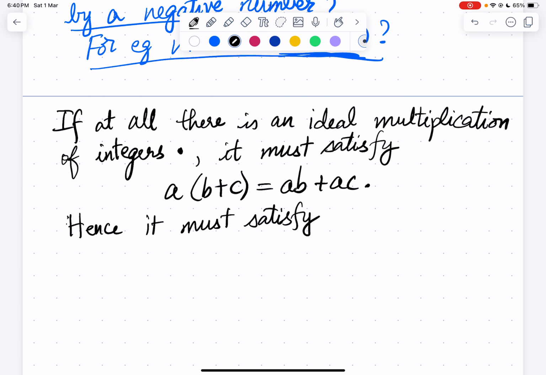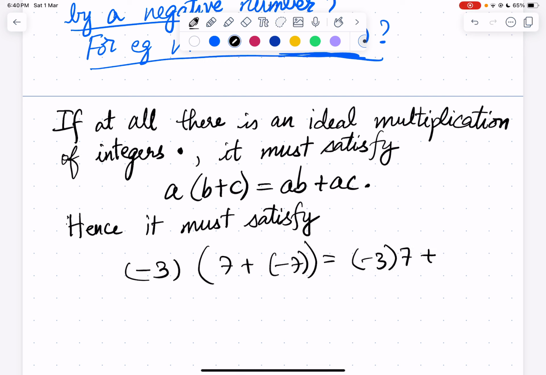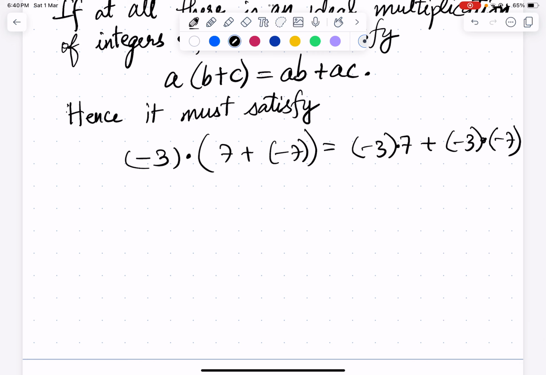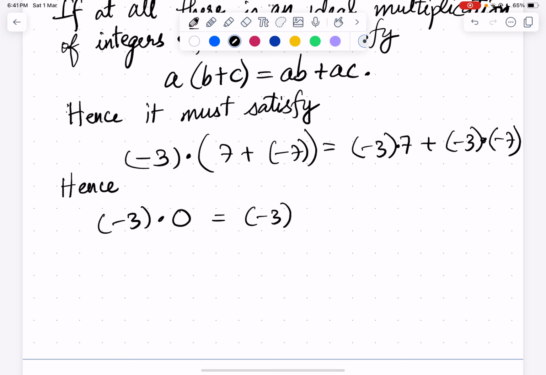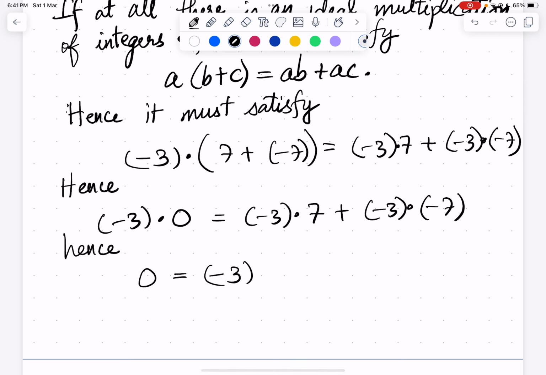So let's see. It must satisfy minus 3 times (7 plus minus 7) equals, it should distribute, minus 3 times 7 plus minus 3 times minus 7. Hence, minus 3 times 0 equals minus 3 times 7 plus minus 3 times minus 7. Hence, 0 equals minus 3 times 7 plus minus 3 times minus 7.